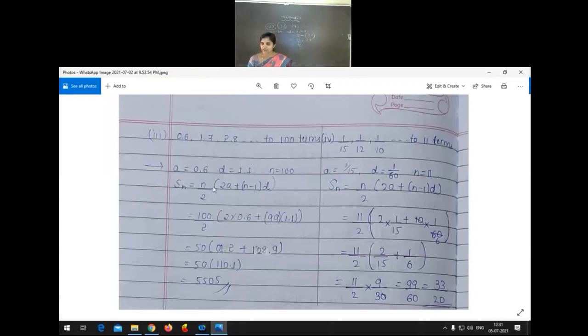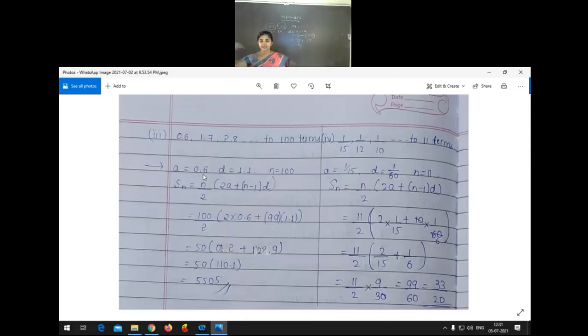Okay, so you must look at the differences carefully and verify what mistake there might be. A is equal to 0.6, then D is equal to 1.1, then N is equal to 100. Is it right in the AP? A is 0.6, it is clear. You usually don't make mistakes in A. D.